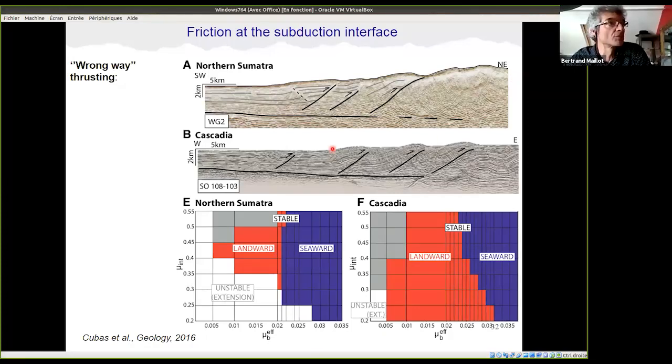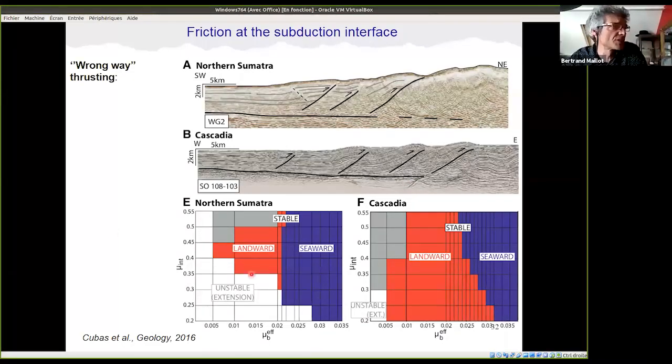This is again a subduction interface, but this is the very tip of the interface. This is the sea bottom, of course. And so in 2 cases in the world, in northern Sumatra and in the Cascadia in Pacific Ocean, we have reverse faults. So the faults are going the other way.